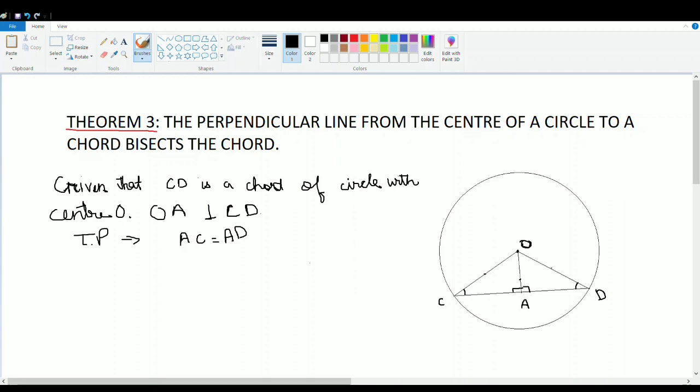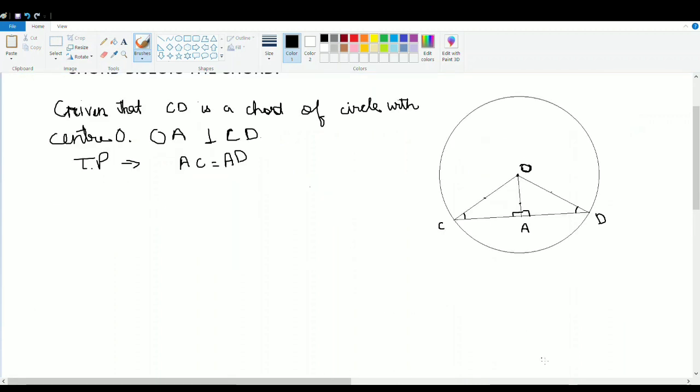So we will use congruency to help. We basically know that these two, CO and AO, are equal. Why? Because they are the radii of the circle. Now since CO and OD are the radii of the circle, in triangle COD, the triangle is like this, right?